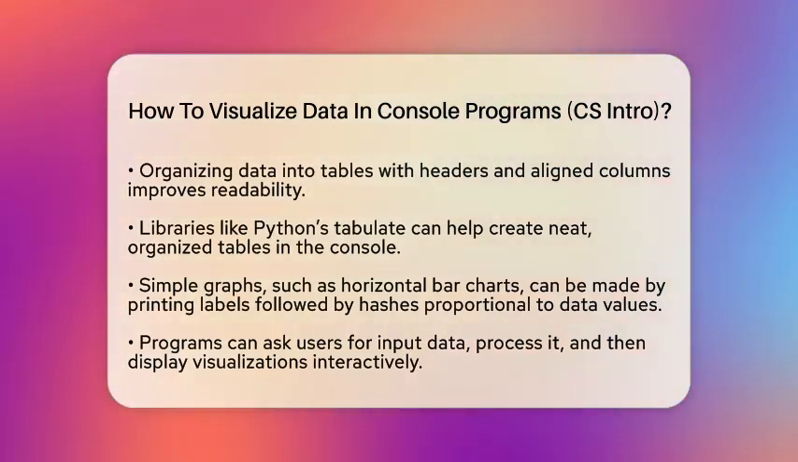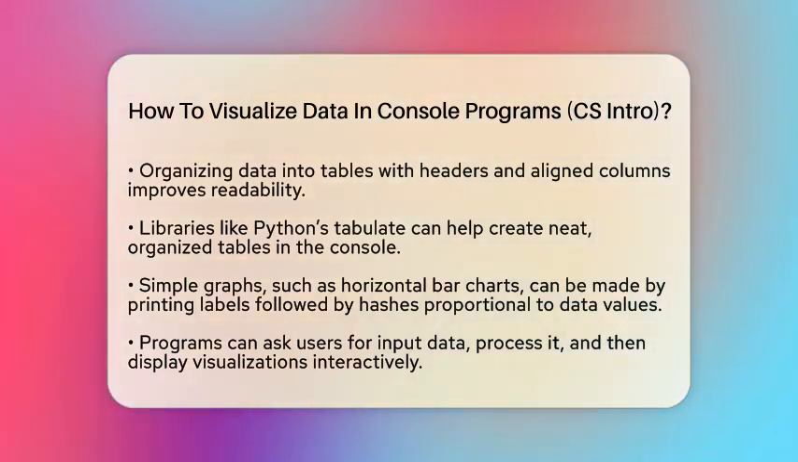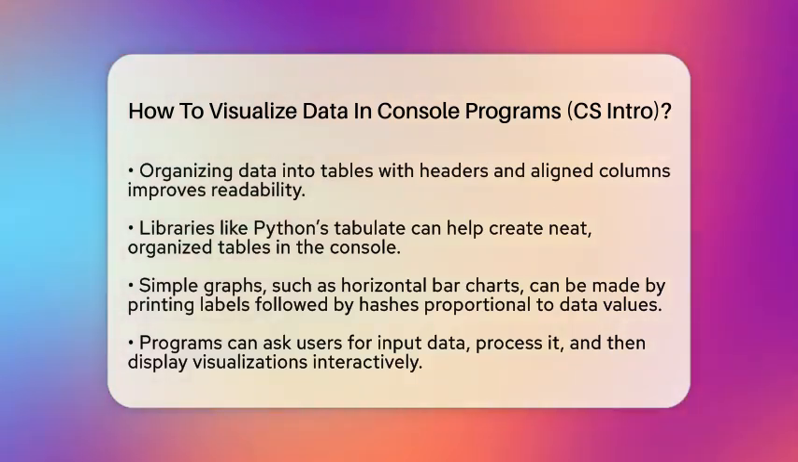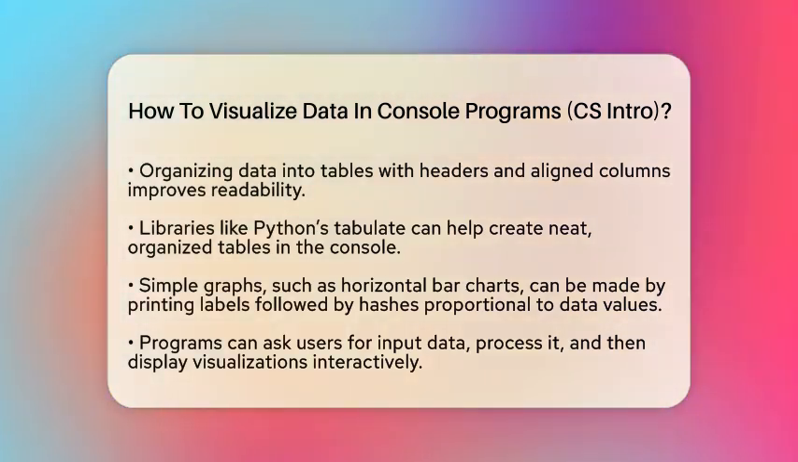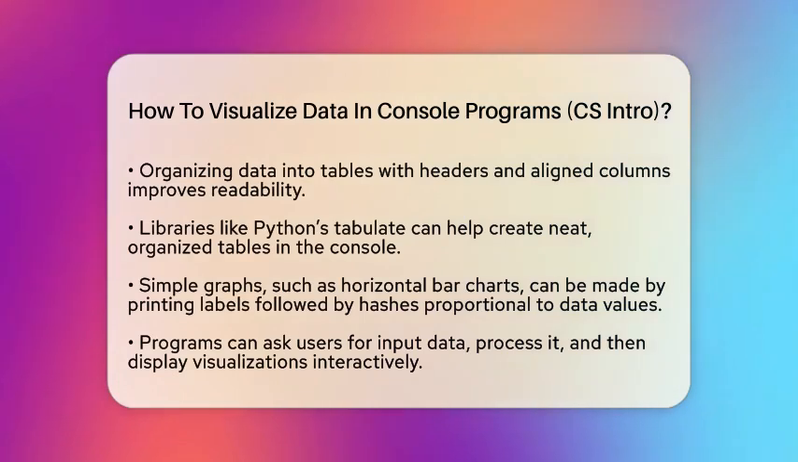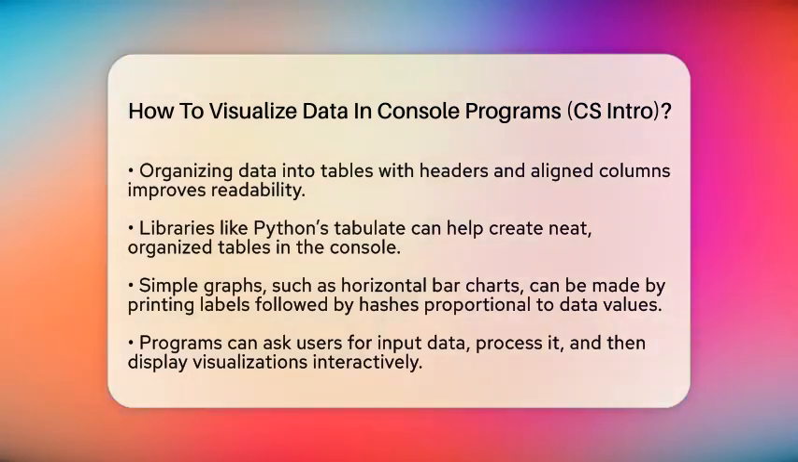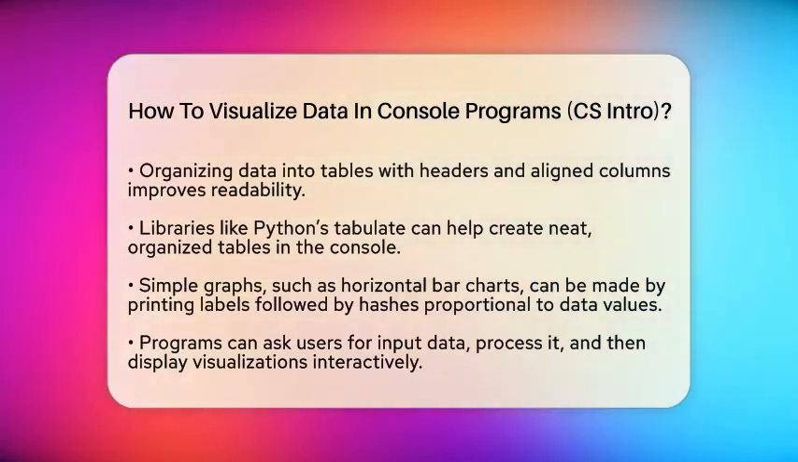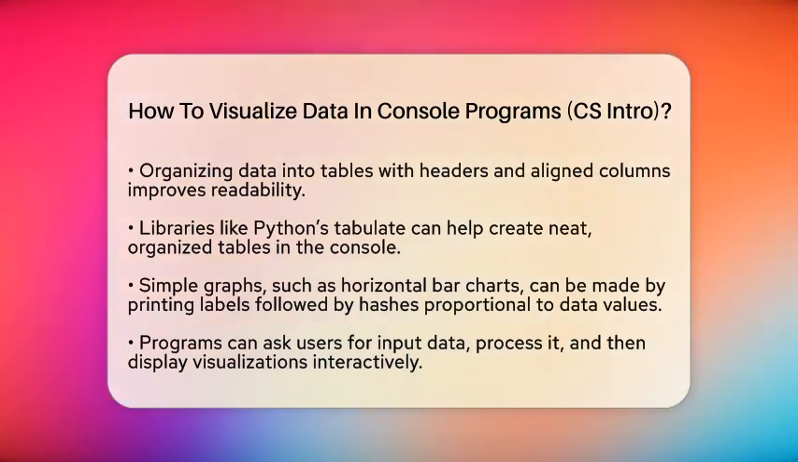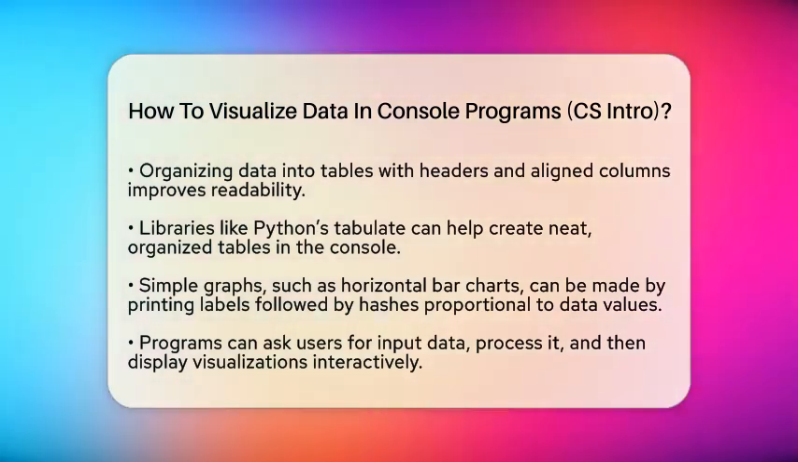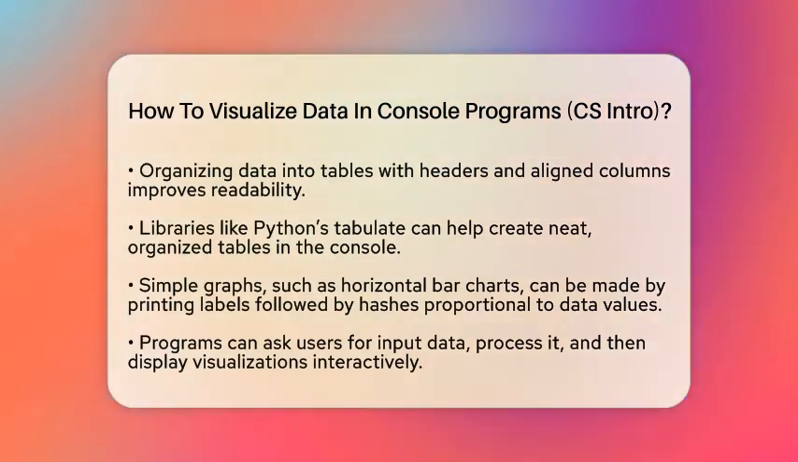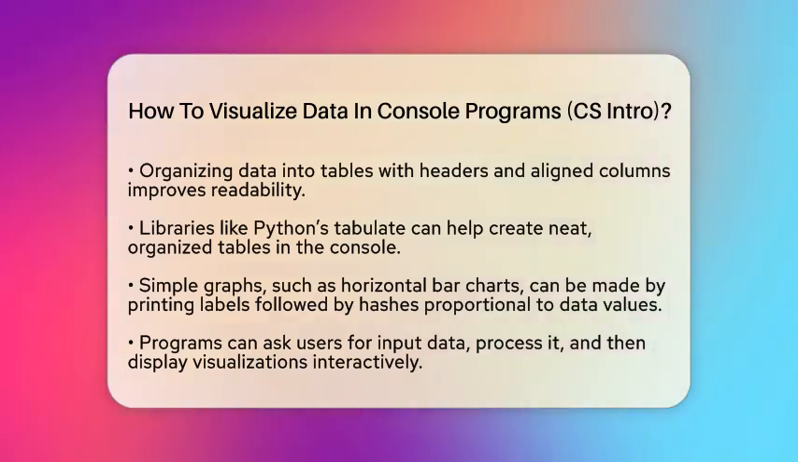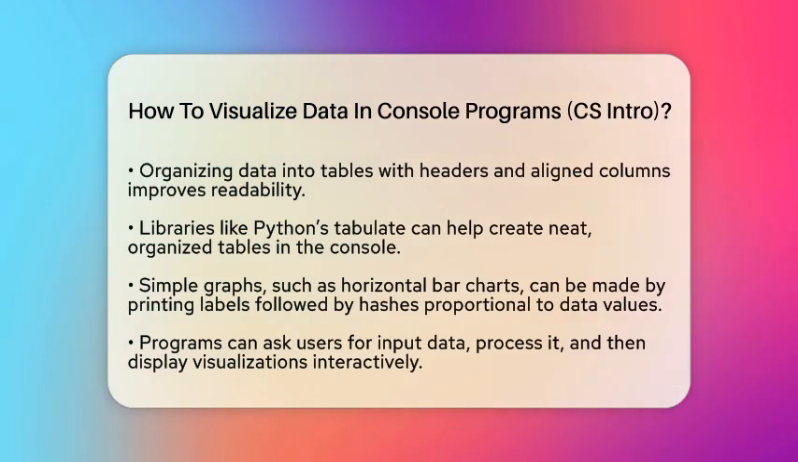You can also make line charts by printing characters in a sequence to show trends over time. Next, organizing data into tables makes it easier to read. You can print headers like date, sales, and expenses, and then align the data underneath using spaces or pipes. Some programming languages have built-in functions or libraries to help with this. For example, in Python, the tabulate library can turn lists of data into neat tables in the console. This helps you see relationships between data points clearly.